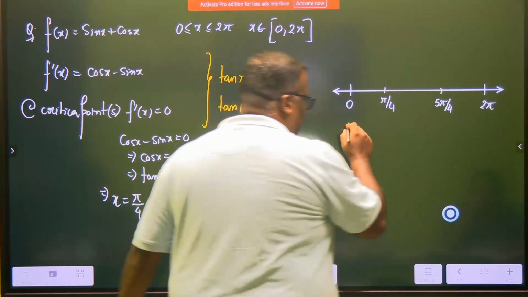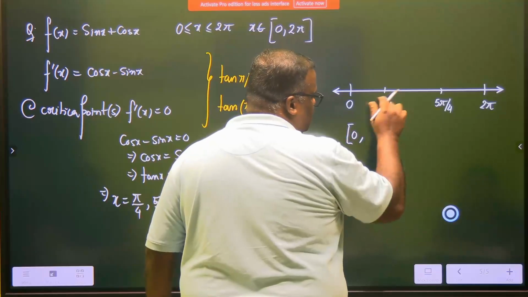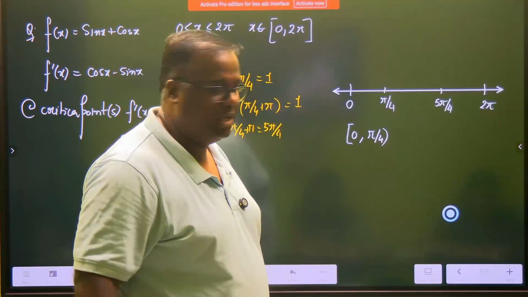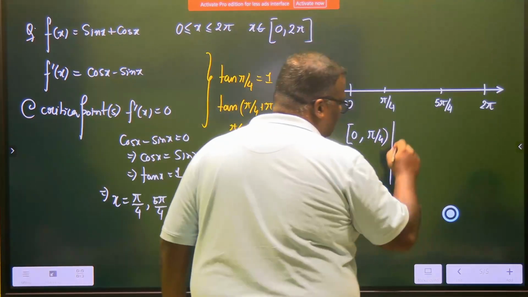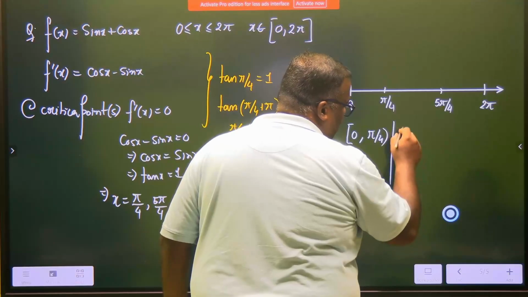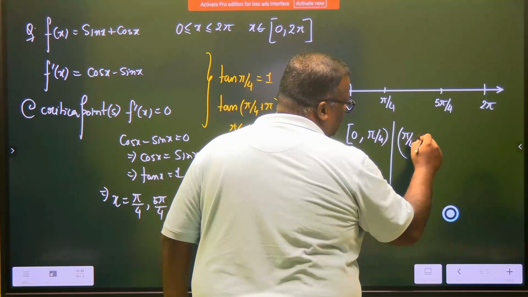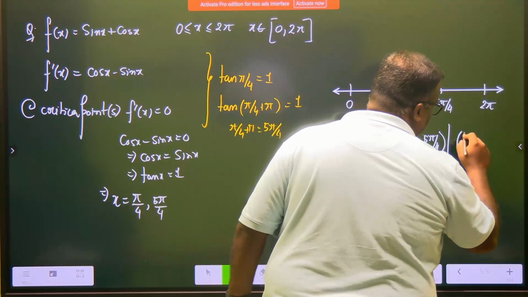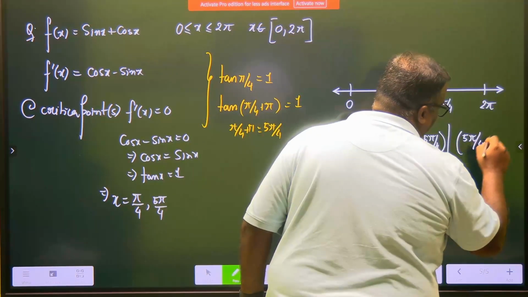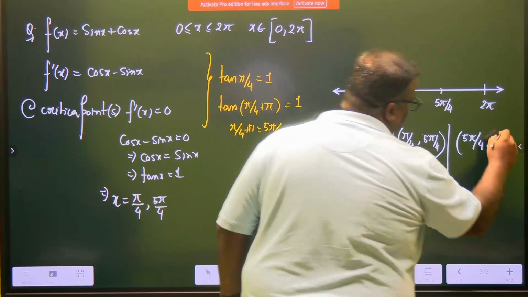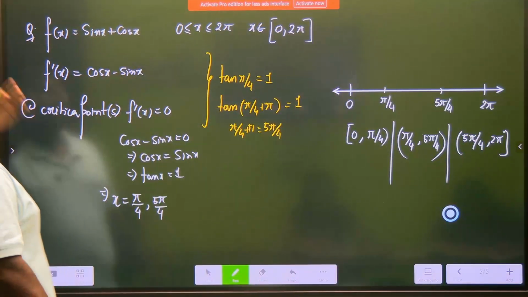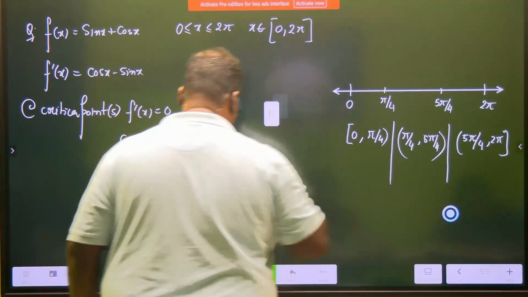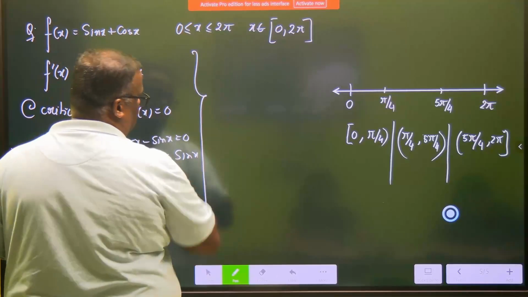If you see, this interval starts at 0, and here it is 0, so you can include it. This is one interval, right? After that we have one more interval, which starts at pi by 4. You can't include pi by 4, nor can you include 5 pi by 4. And then you get one more interval, which starts at 5 pi by 4, but you can definitely include 2 pi. Is this concept understood? So now we will be checking our function in all these 3 zones. Let's check. Right?